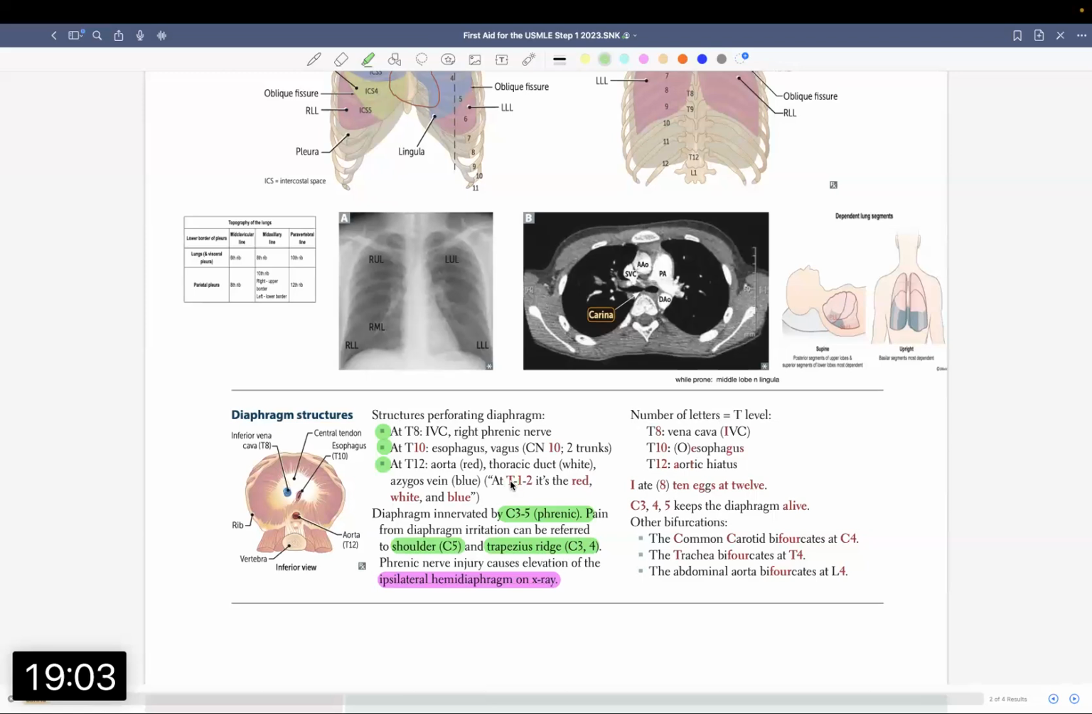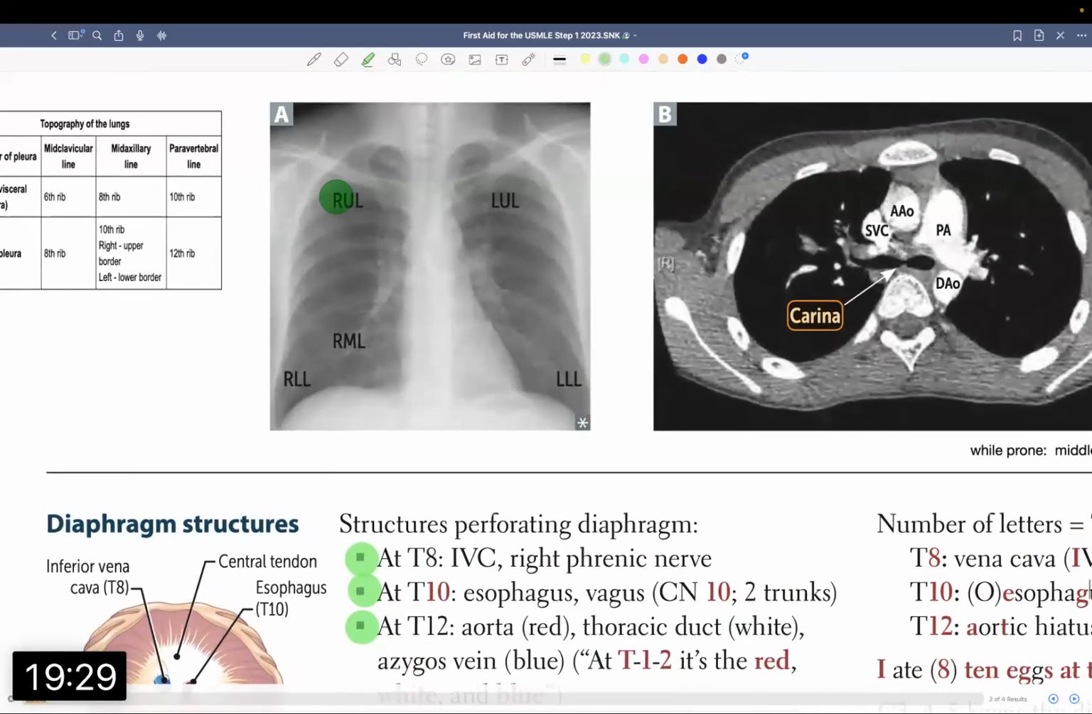Diaphragm is innervated by C3 to 5 phrenic nerve. Pain from the diaphragm irritation can be referred to the shoulder with C5, and trapezius ridge, C3-4. Phrenic nerve injury causes elevation of the ipsilateral hemidiaphragm on X-ray. So yeah, I8, 10 eggs at 12. C3-4-5 keeps the diaphragm alive. Other bifurcations: common carotid bifurcates at C4, trachea bifurcates at T4, and abdominal aorta bifurcates at L4. This is showing the carina, which we saw. Roughly the right upper lobe, right middle lobe, right lower lobe, left upper lobe, and left lower lobe.